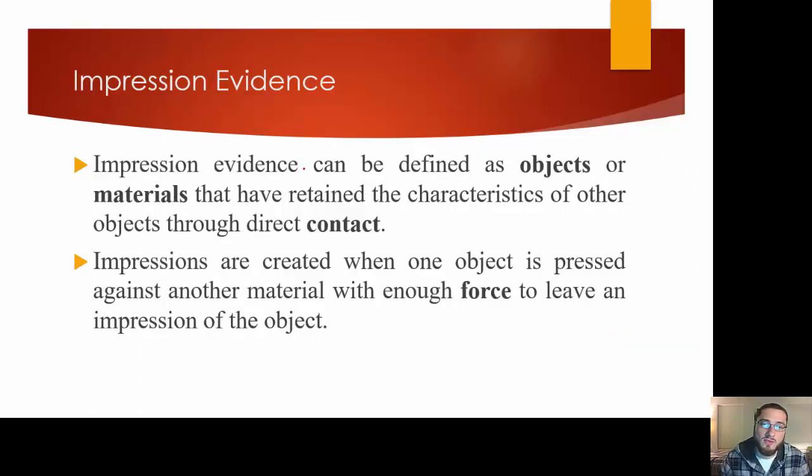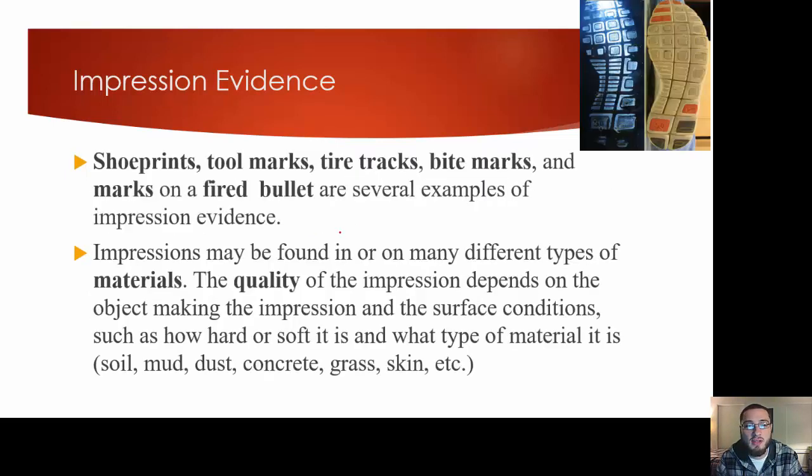Impression evidence. Okay, we're talking about tire impressions, shoe prints, even a knife impression or a tool impression. All right, it can be defined as objects or materials that have retained the characteristics of other objects through direct contact. So impressions are created when one object is pressed against another material with enough force to leave an impression of the object. So shoe prints, tool marks, tire tracks, bite marks even, and then anything from a fired bullet or a knife, any type of tool mark. Those are examples of impression evidence.